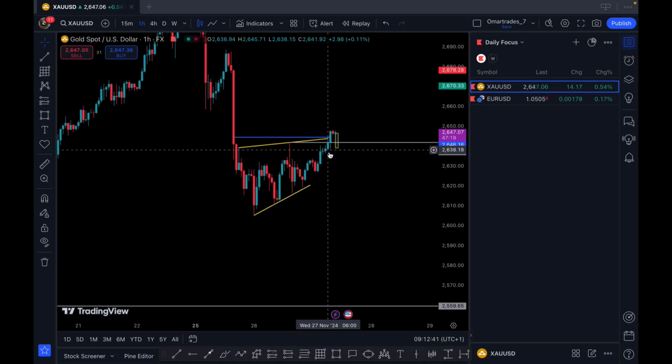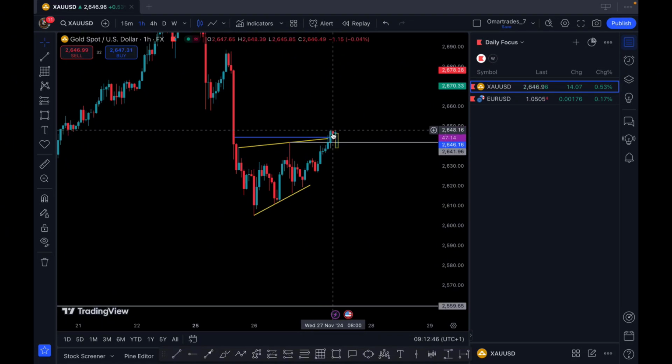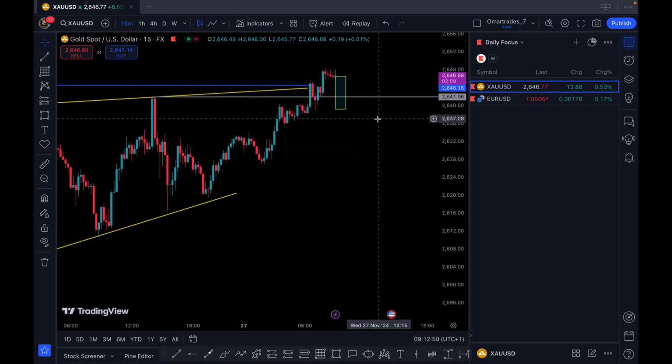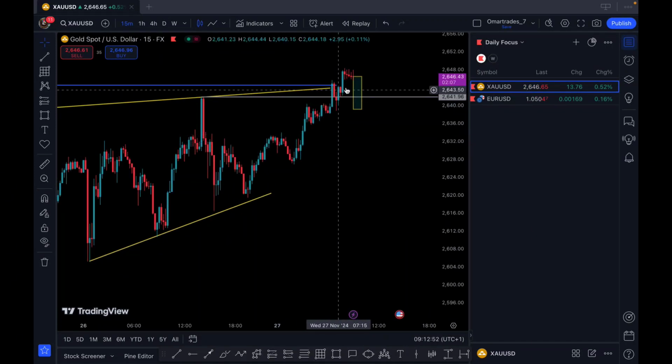This one should have closed as a bearish candle and then we'll take the sell. But right now, as you can see, it closed above the structure. So let's see on 15. Although on 15 minutes it was corrective.